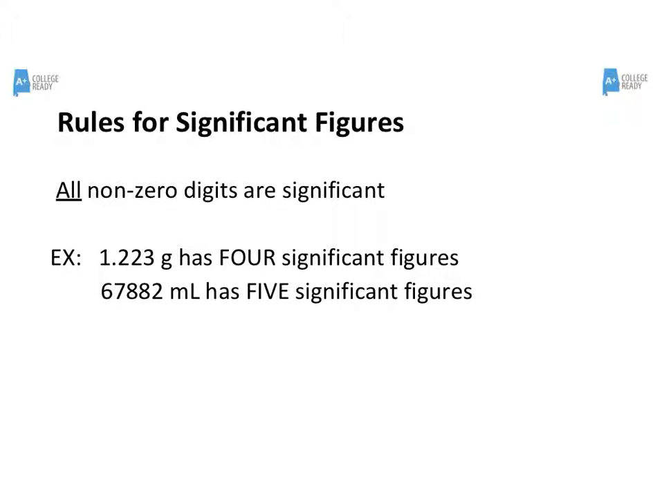There are rules for zeros when we're looking at significant figures. All non-zero digits are significant. For example, 1.223 grams has 4 significant figures, all are non-zero digits. This numeral has 5 significant figures, all non-zero digits.